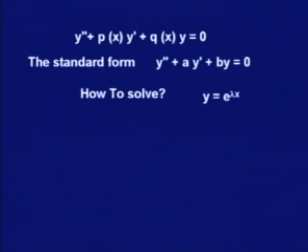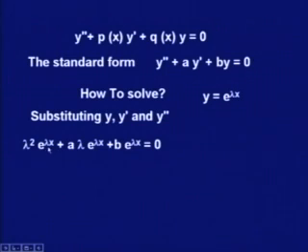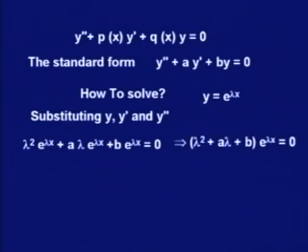We will substitute y, y dash and y double dash in this given equation. What will be y dash? That would be lambda times e to the power lambda x, and y double dash is lambda square times e to the power lambda x. So, substituting these in the equation, what we are getting is lambda square times e to the power lambda x plus a times lambda times e to the power lambda x plus b times e to the power lambda x. Now, take this e to the power lambda x as common. What we get? Lambda square plus a lambda plus b times e to the power lambda x is equal to 0.